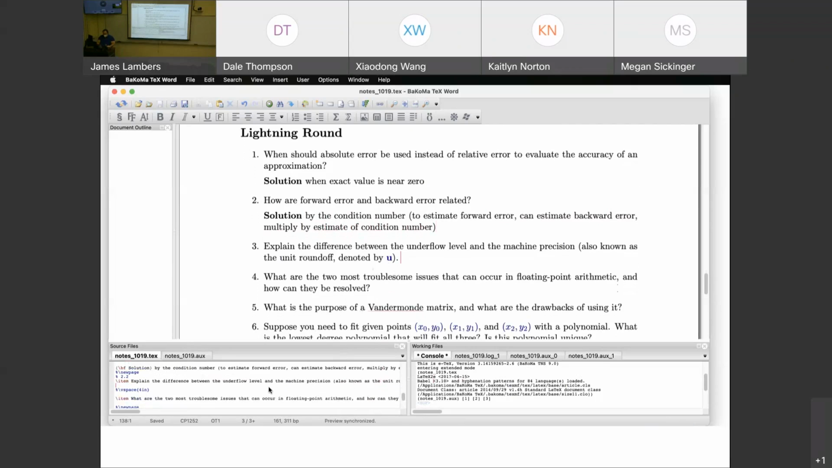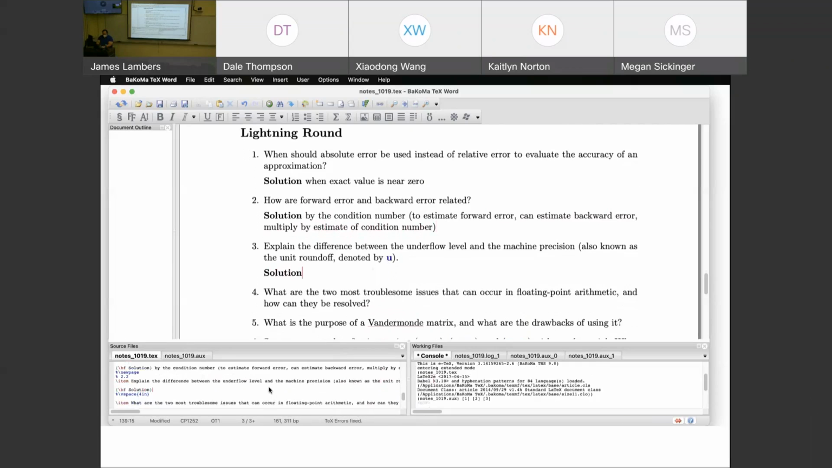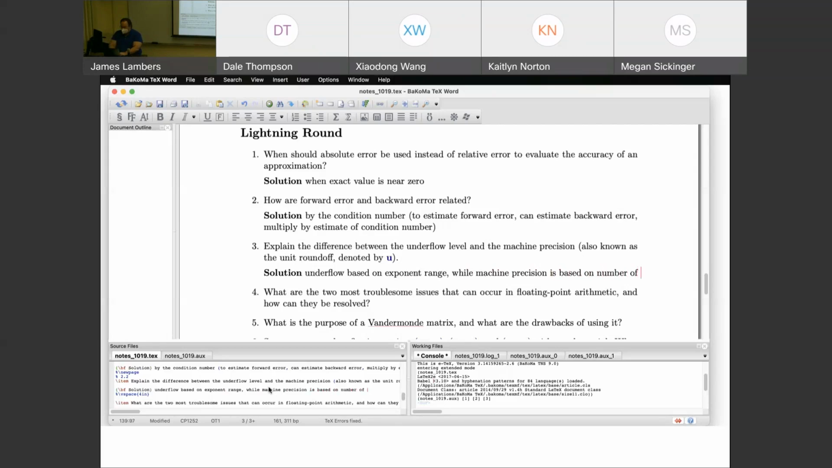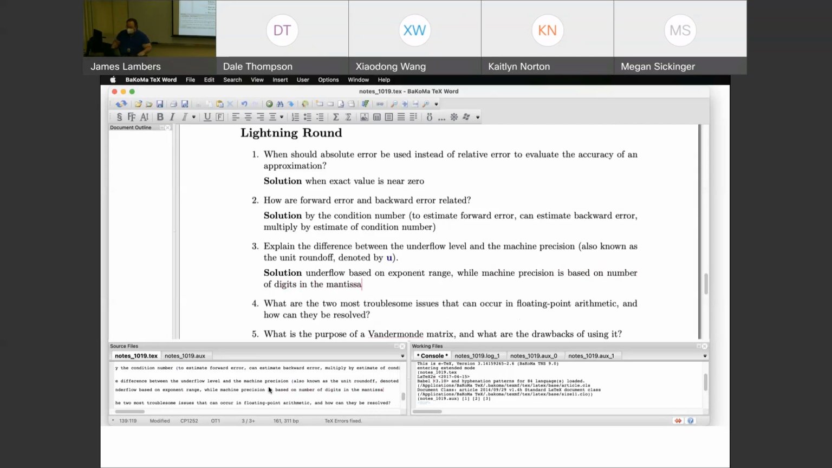All right. Underflow versus machine precision. So underflow is based on the exponent range. If a real number has a magnitude expressed as a power of the base, where the exponent is less than capital L, the lower end of the exponent range, then you have underflow. While machine precision, which can be defined as the smallest number that you can add to 1 and still get a result that's considered greater than 1 in the floating point system, is based on the number of digits in the mantissa. So two entirely different components of the floating point number are responsible for determining either underflow or the limits of machine precision.